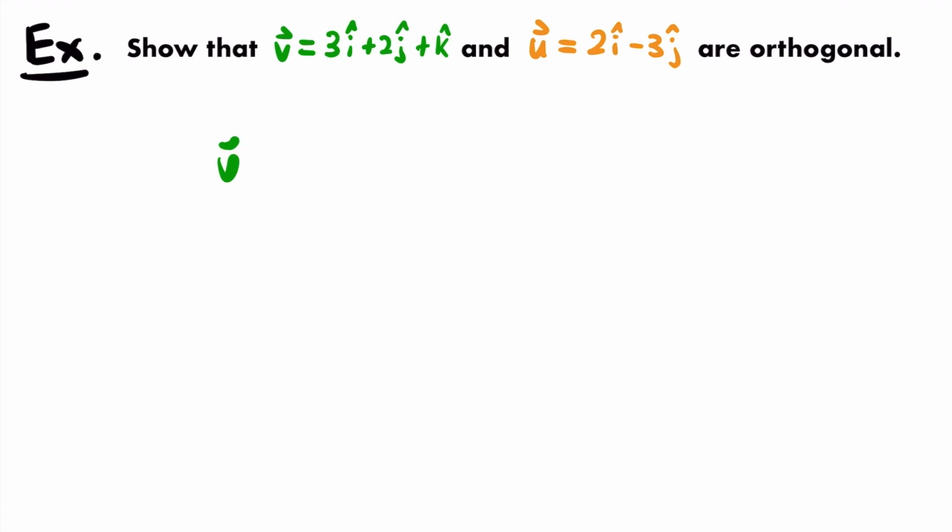Okay, so let's take vector v and multiply it by vector u, right? Let's just take the dot product of these two vectors. So we'll start by multiplying the x components together. So we'll have 3 times 2, and then we'll add that to the product of our y components. So we'll have 2 times negative 3, right?